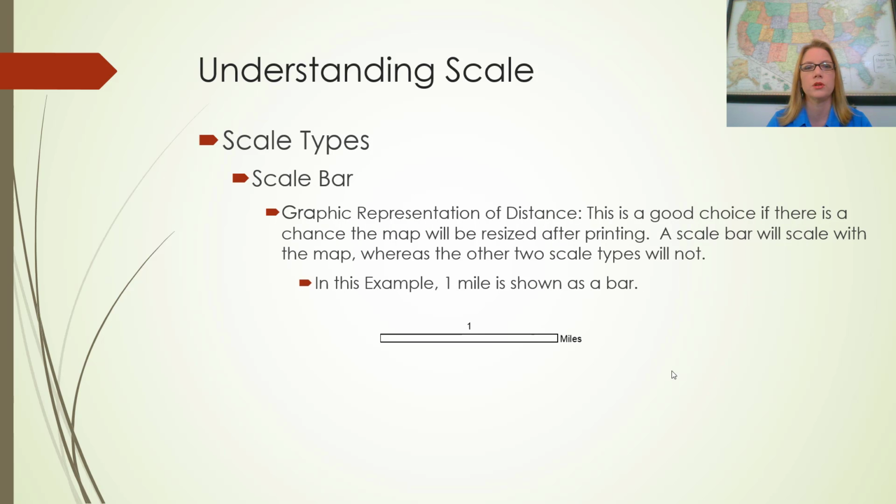The last scale type we will look at is scale bar. This is a graphic representation of distance. This is a good choice if there is a chance the map will be resized after printing. A scale bar will scale with the map, whereas the other two scale types will not. In this example, 1 mile is shown as a bar.